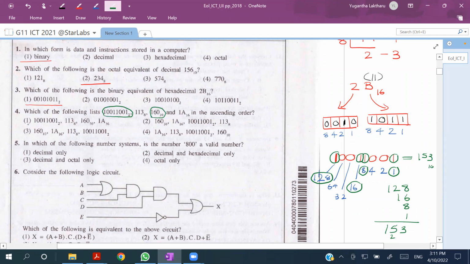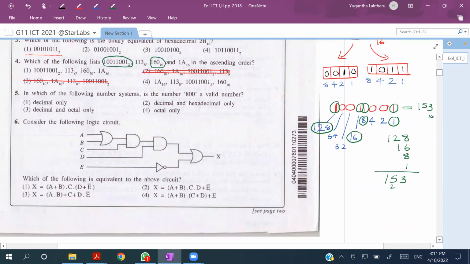So in the first answer, 160 is after the binary value. In the second answer, 160 is before the binary value. So definitely this particular answer is gone, because 160 is before the binary value. Here it has the same thing, 160 is before the binary value, and here they go together.